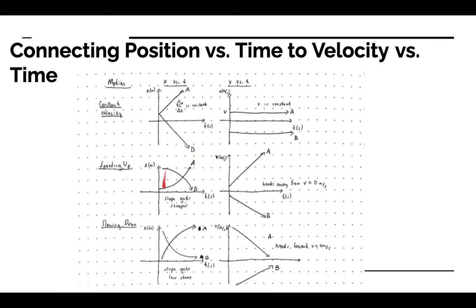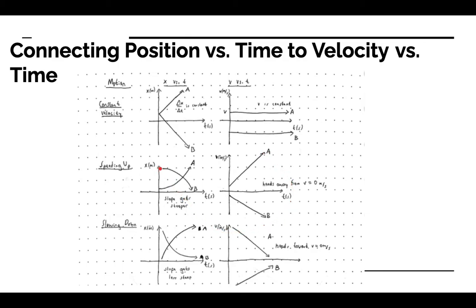If we're heading in the positive direction and speeding up, we're going to be heading upwards, indicating an increase in position, and our slope is going to be getting steeper. Because we're speeding up, that means our velocity is also going to head away from 0 meters per second. And because we're also heading in the positive direction, our velocity will be positive as well. So we're going to have a positive velocity that's heading away from 0 meters per second to indicate speeding up.